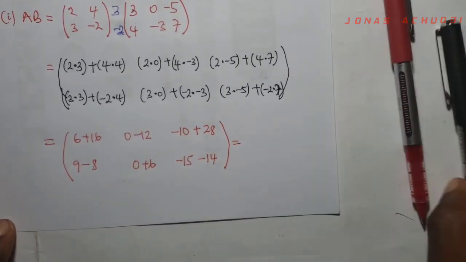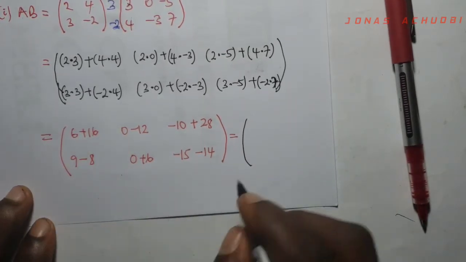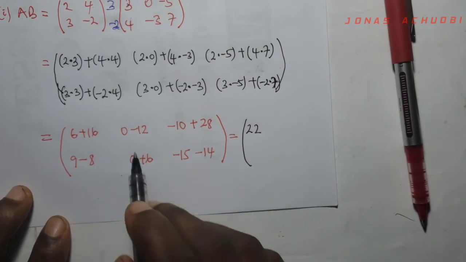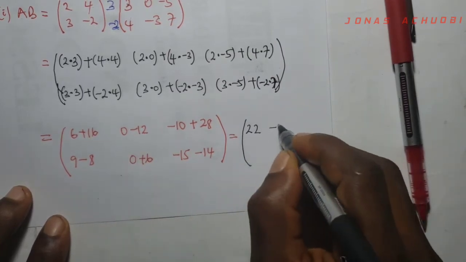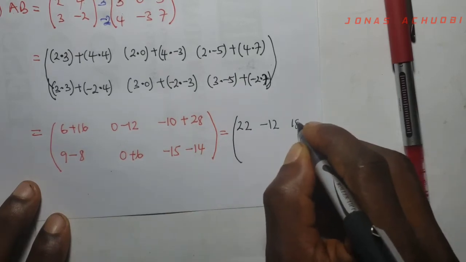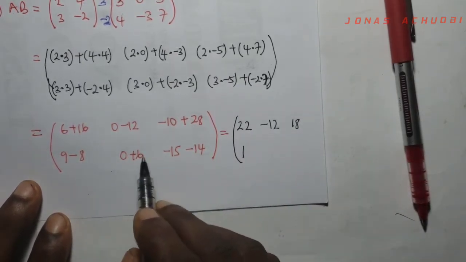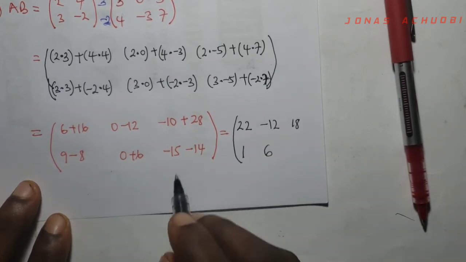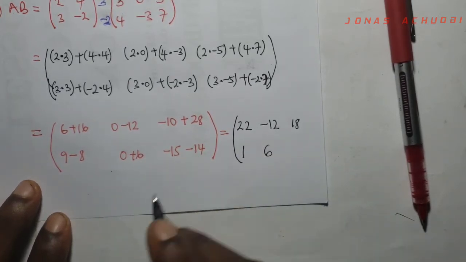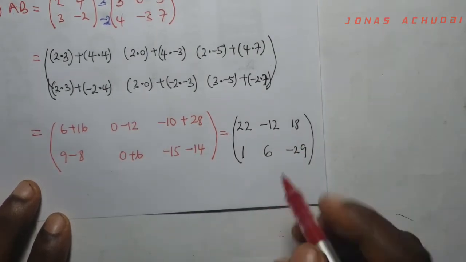This gives us 6 plus 16 is 22. 0 minus 12 is minus 12. Minus 10 plus 28 is 18. 9 minus 8 is 1. 0 plus 6 is 6. Minus 15, minus 14 is minus 29. And that is our matrix AB.